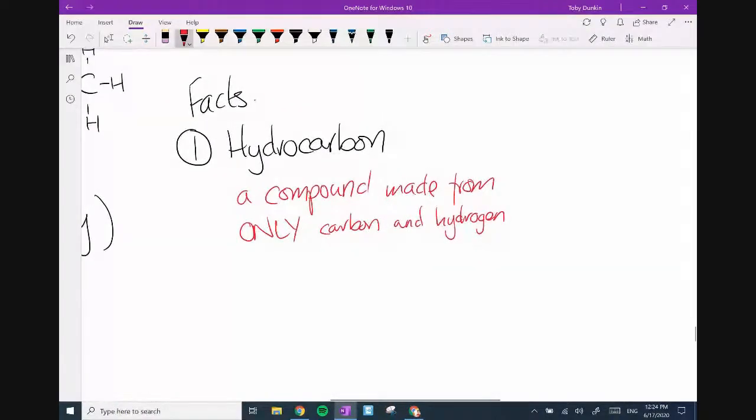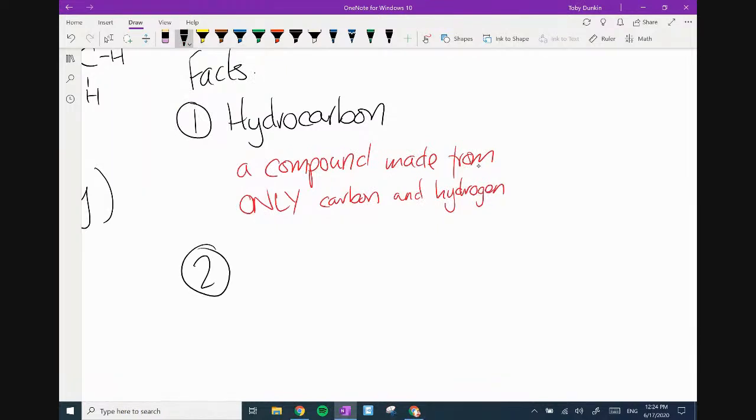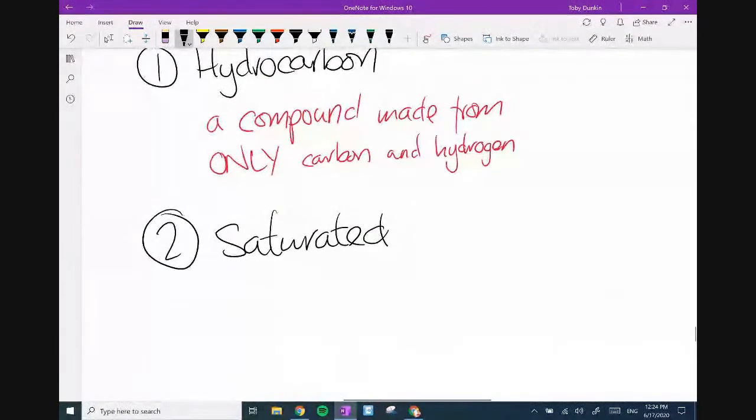Fact number two, we can also call it saturated. Now, this definition, I absolutely hate the definition for saturated because it's a not definition.